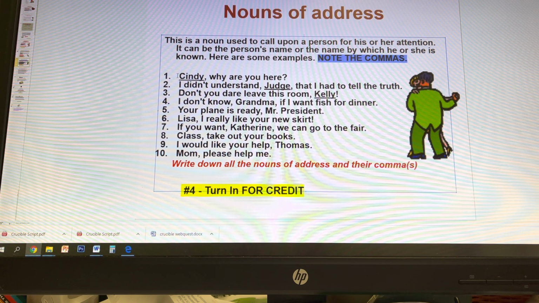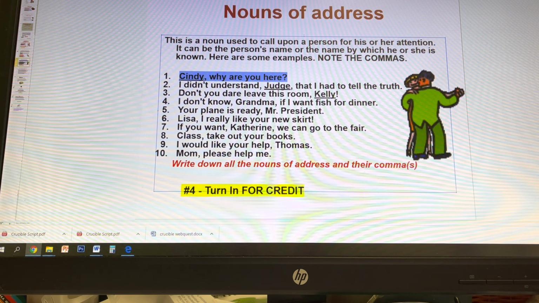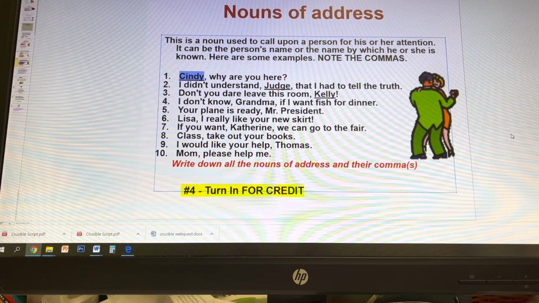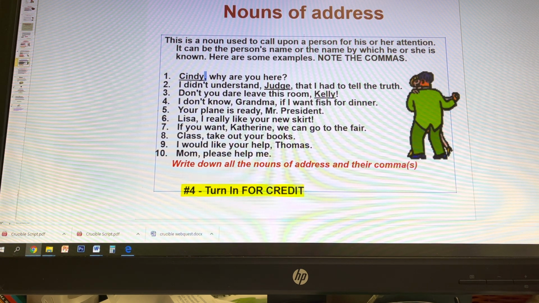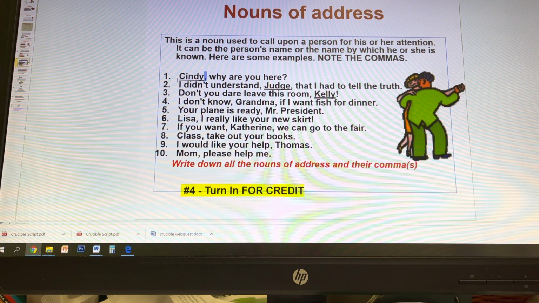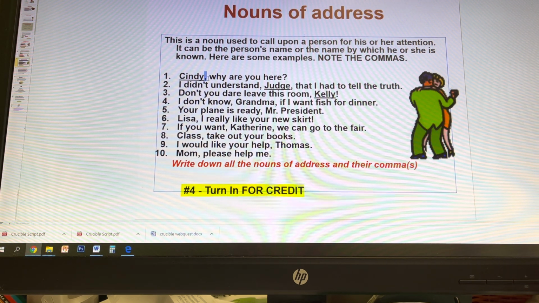Here's the rule. If you look at these first 3, Cindy, where or why are you here? Cindy is the noun of address. We are addressing someone named Cindy. Notice that when we are addressing Cindy, because Cindy's name is at the beginning of the question, we put a comma immediately after her name.